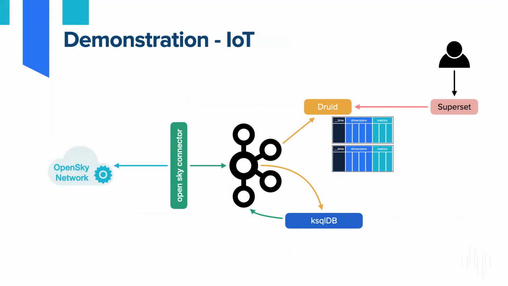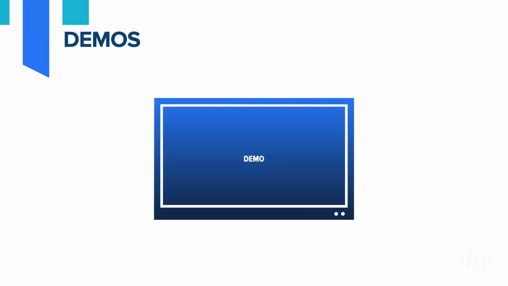The other one is the OpenSky one that I showed earlier, where I'm reading in data, enriching it based on event time, and pushing that to Druid as well. So I'm going to do a demo.